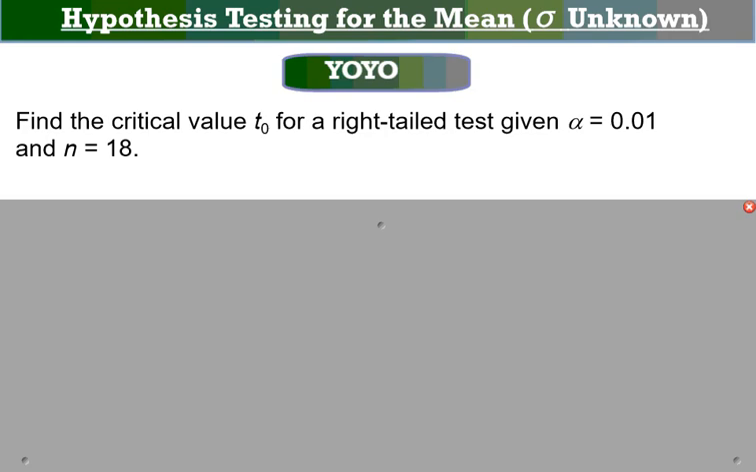Those are two examples. I'm going to give you a chance to try before we move on to actually conducting a hypothesis test using a t-distribution. So find the critical t value for a right-tailed test, given our significance level is 0.01 and n is equal to 18.